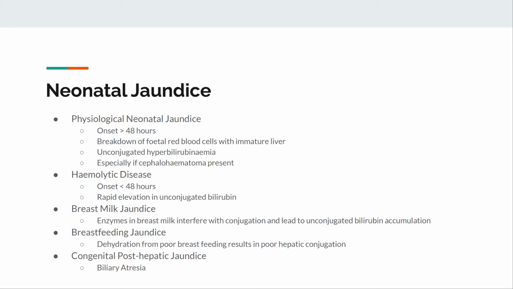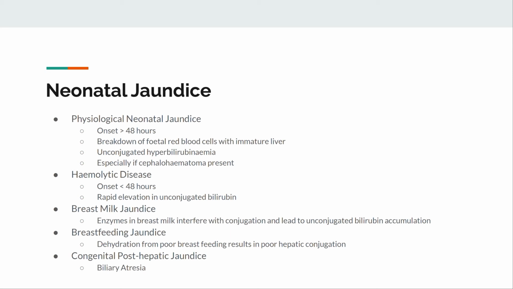Breast milk jaundice and breastfeeding jaundice are two things to do with breast milk. So breast milk jaundice is actually about the milk itself, and that there are some enzymes in the milk that interfere with conjugation. And then breastfeeding jaundice is the fact that if a child is exclusively breastfed and the mum has poor milk production, the child will get dehydrated. That will impair blood flow to the liver and make conjugation worse that way. So they're two different things.